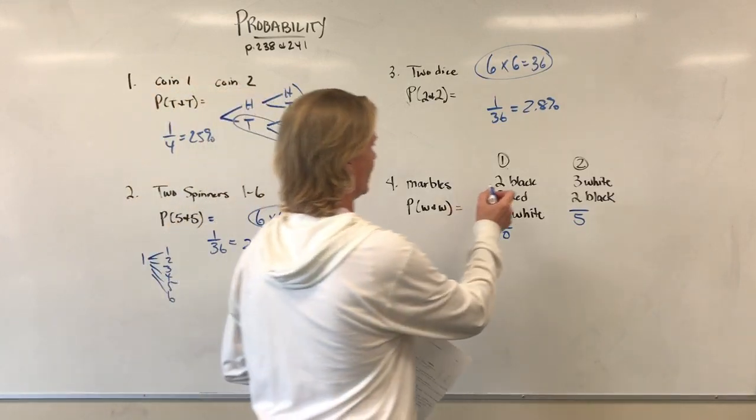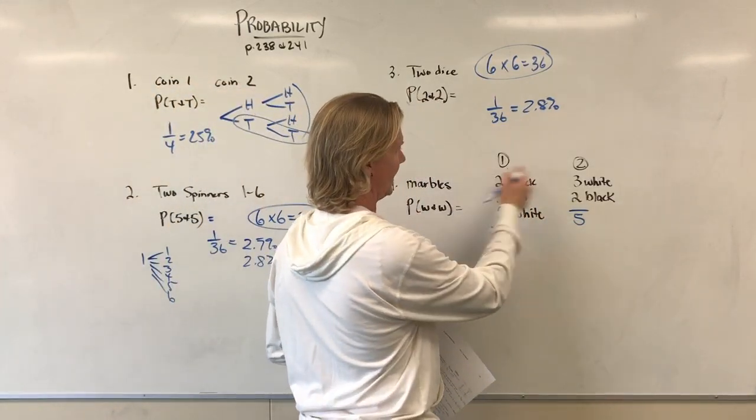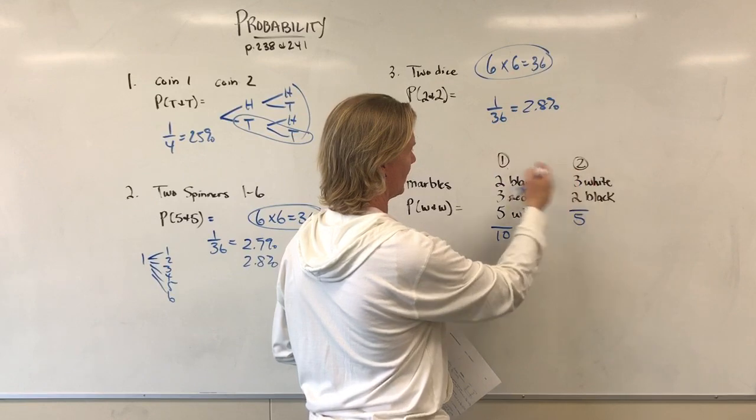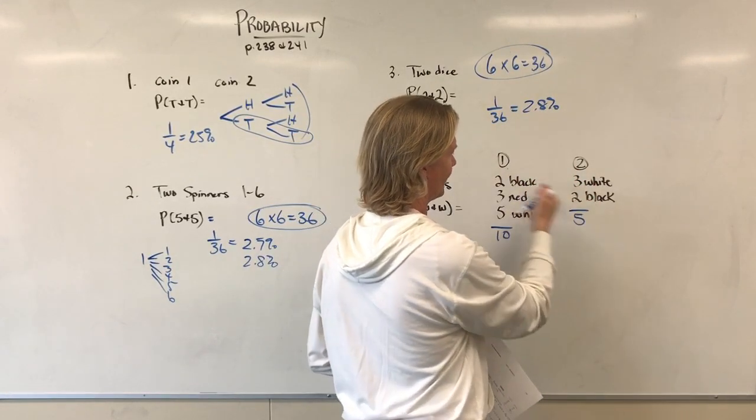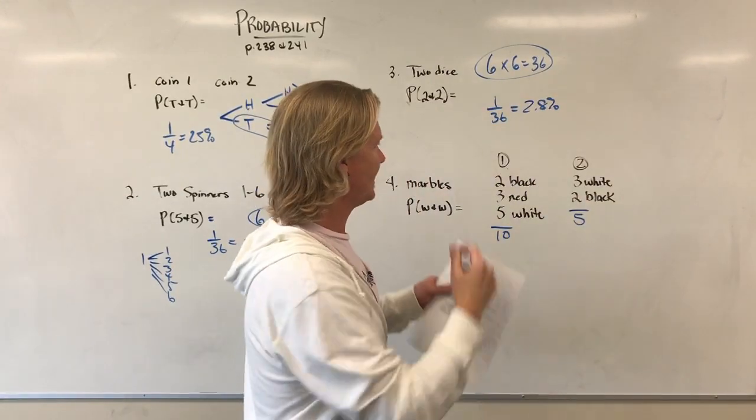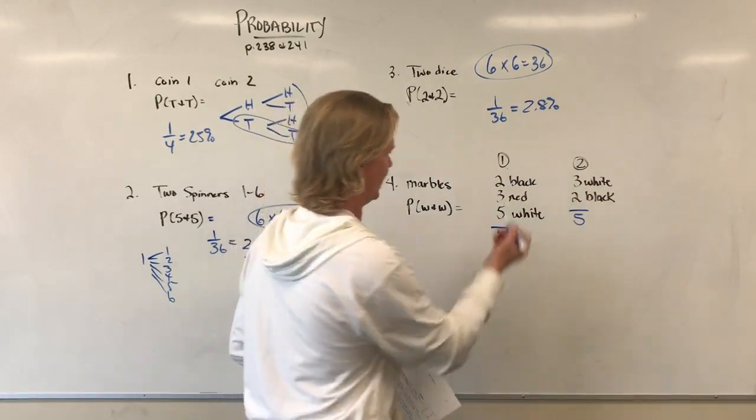I could have the first black marble and first white, first black, second white, first black, third white, first black, second black. I could list them all out, right? And it would look just like that.